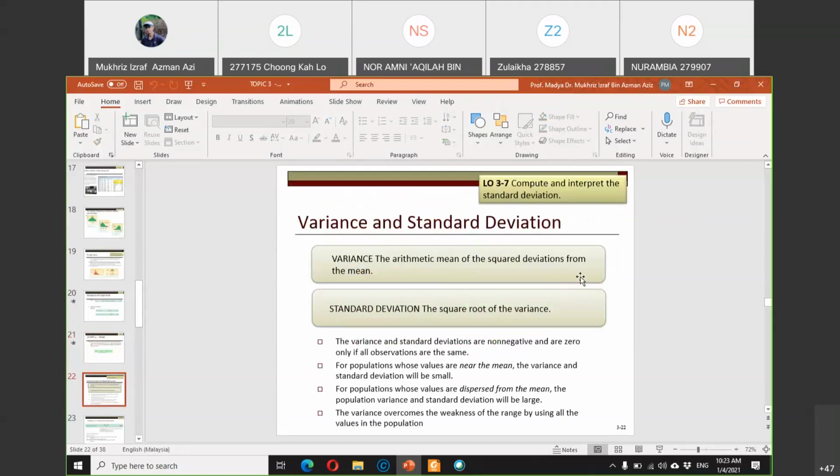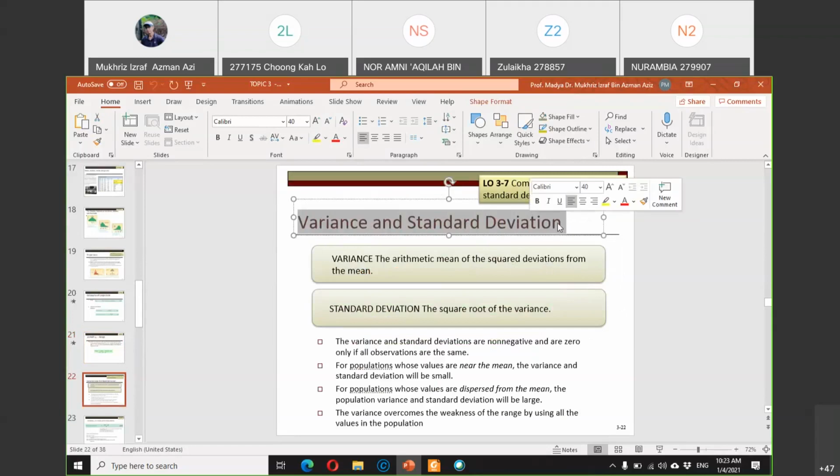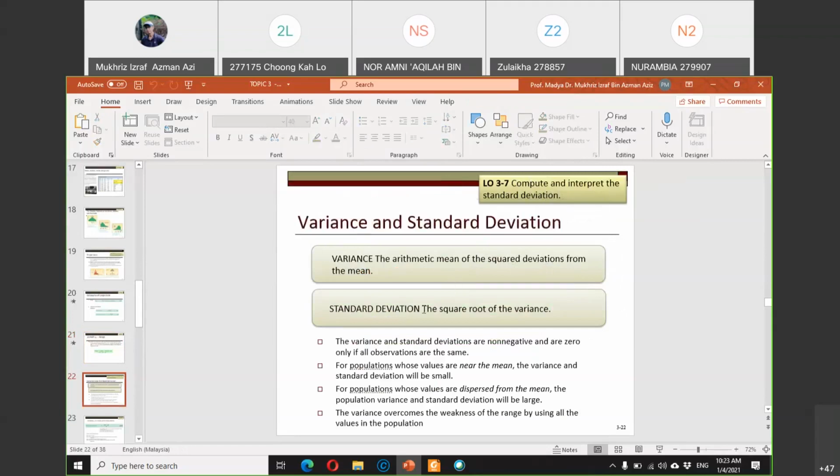But the most common ones are variance and standard deviation. Standard deviation is the square root of variance. So once you calculate standard deviation and take its square, you get variance. If you calculate variance first, you take the square root of variance to get standard deviation. Or if you calculate standard deviation first, you can calculate variance by taking the square.